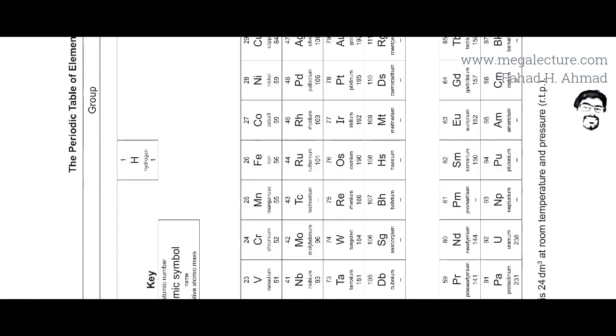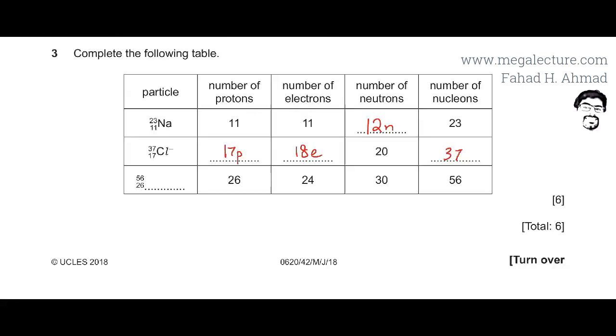Now here I've opened the periodic table and you can see that at 26 protons we have iron. So the symbol of the element is going to be Fe. So let's go back. So the symbol is Fe.